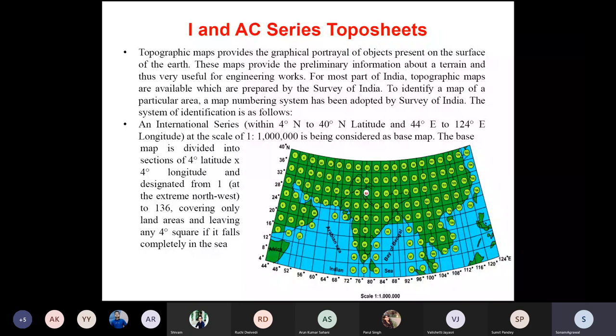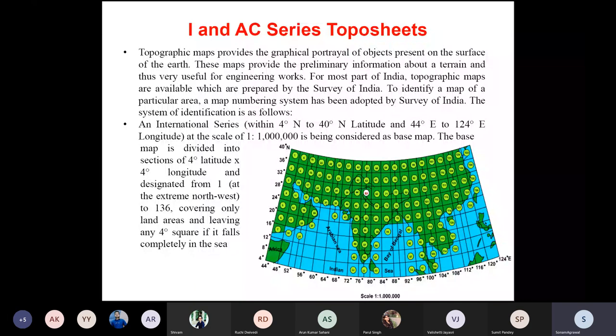First, the international series. What is the extent of mapping of the Survey of India? It is from 4° north to 40° north latitude, and from 44° east to 124° east longitude. Write it down in your copy. You can see the coverage area, because they give I and AC series maps. What is I? India. AC means adjacent countries. So I and AC series means India and adjacent countries maps. That's why the extent is from 4° north to 40° north latitude and 44° east up to 124° east longitude.